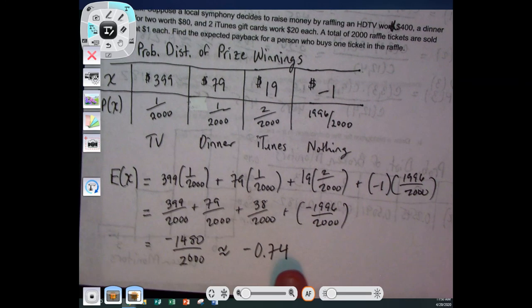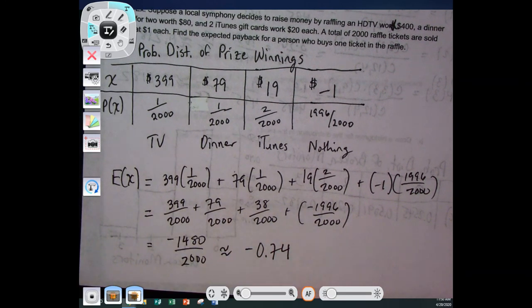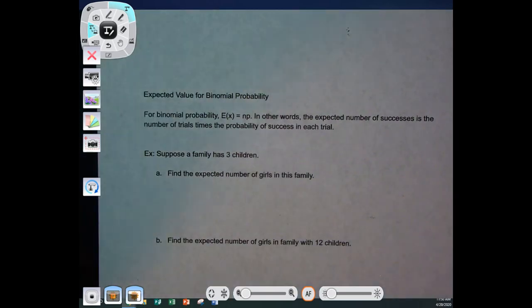So on average, for every raffle ticket that you buy in this raffle, the expected payback is going to be negative 74 cents. That's on average. Okay. So, next up.